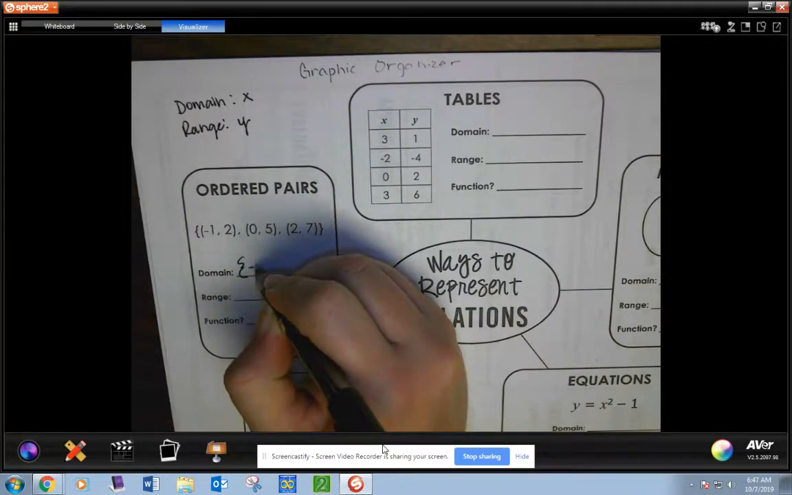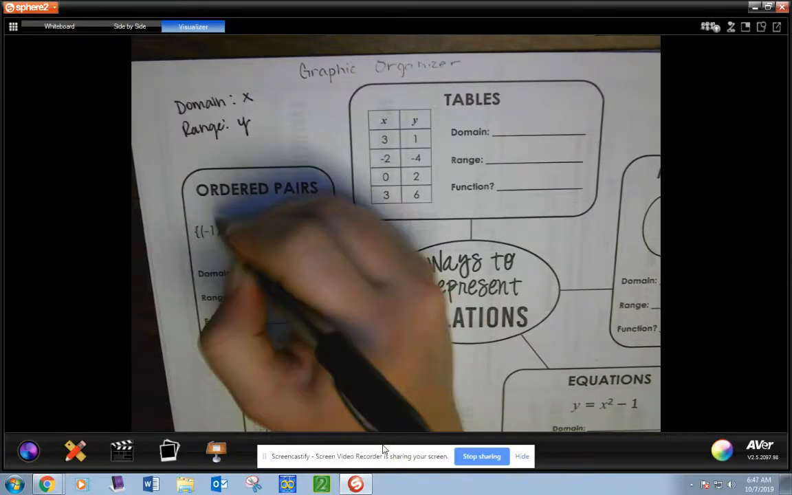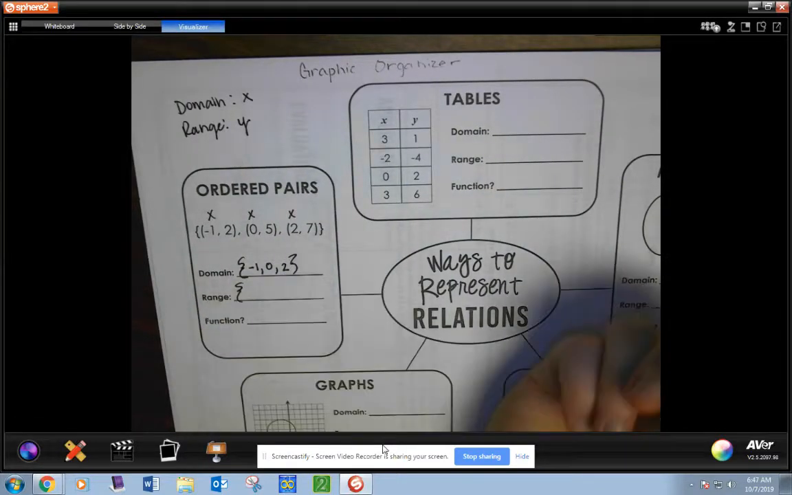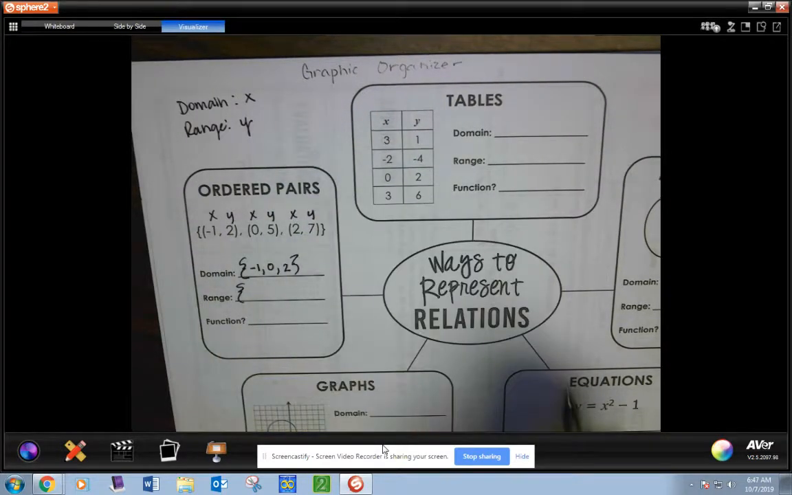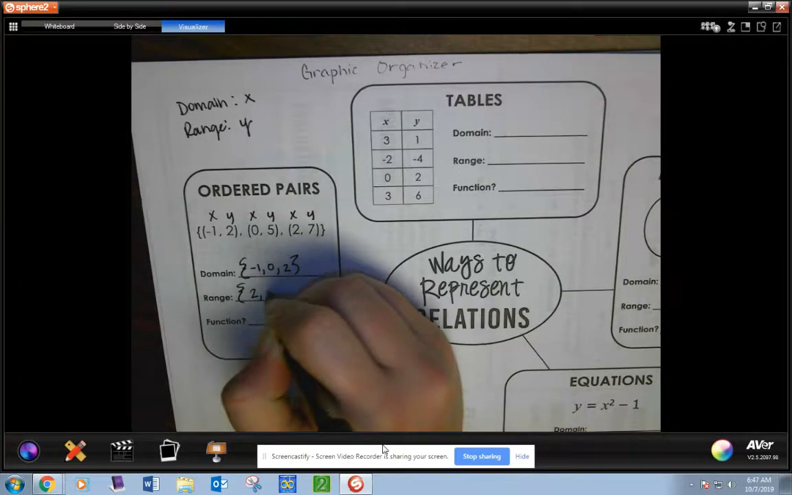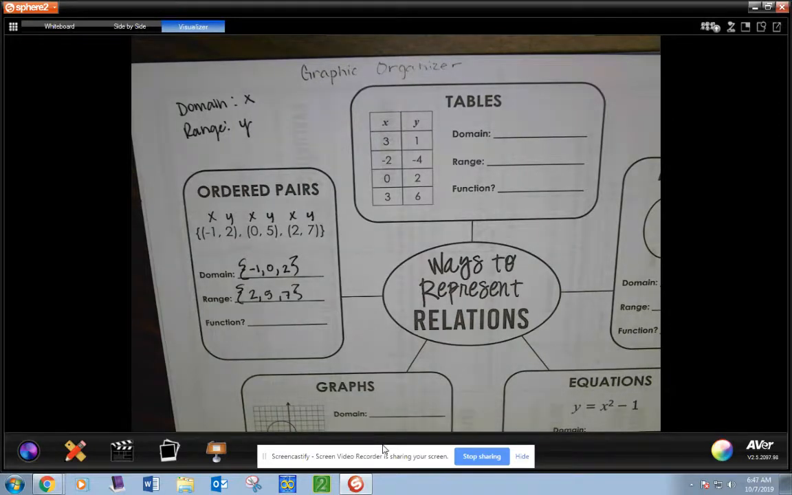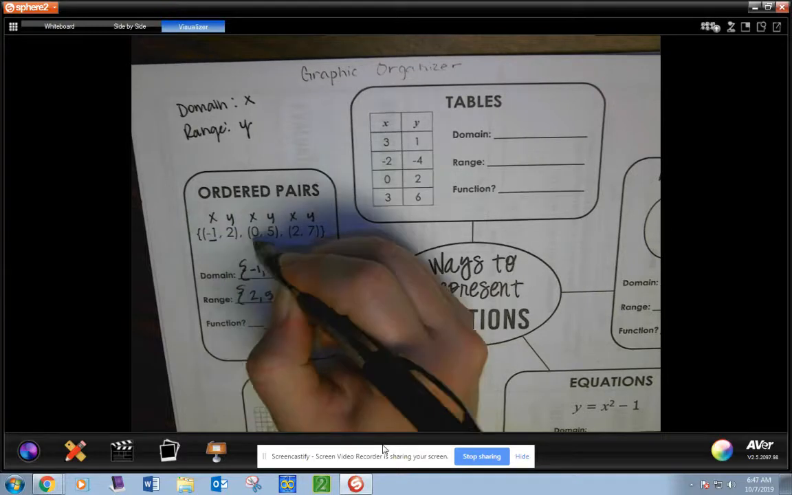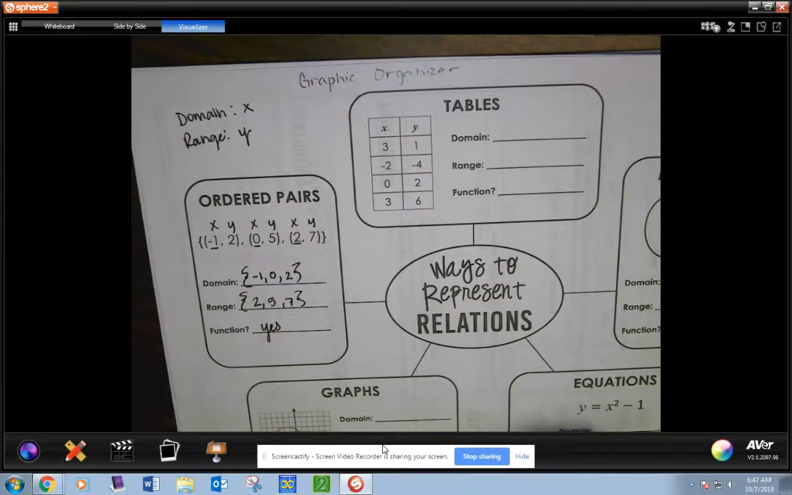So the smallest one is -1, and then you have 0, and then you have 2, because these are all the X values. For your range, you're going to open up the set of brackets, and they are all the Y values, and they'll generally be written from least to greatest. So 2, 5, and 7. Now, to figure out if it's a function or not, all you got to do is look to see if the X is repeating. All of my X's are different numbers, so yes, this is a function.